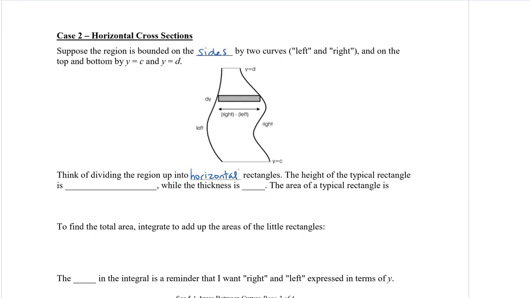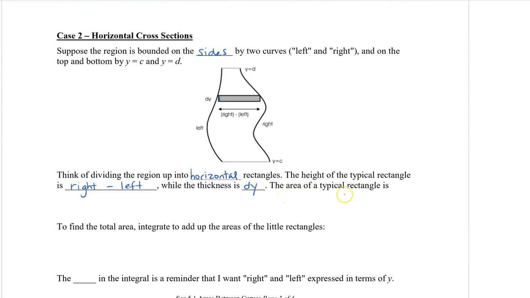Now, the reason we want horizontal rectangles is because the curves are on the left and the right side instead of on the top and the bottom. Now, the height of this typical rectangle is not going to be the top minus the bottom. Because the rectangle is lying down, we're going to use the right side minus the left. So it's going to be the right curve minus the left curve. And the thickness this time is going to be vertical. So we're going to call that thickness dy.